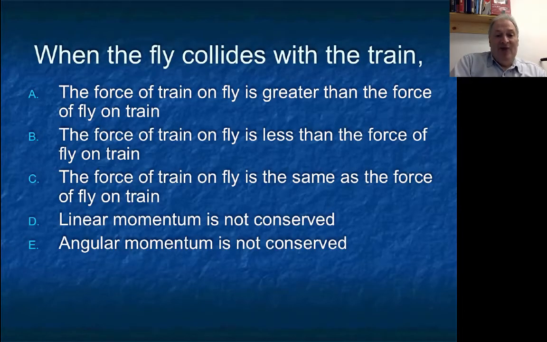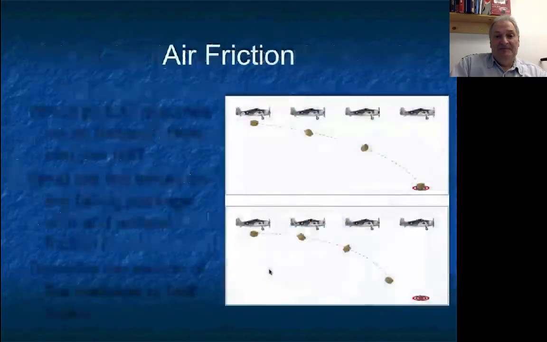B, likewise, is false. It says the force of train on fly is less than the force of fly on train. C says the force of train on fly is the same as the force of fly on train. And that is a true statement. That's obeying the third law. D says linear momentum is not conserved. Well, that's false. Linear momentum is conserved in collisions. E says angular momentum is not conserved. That's false, because angular momentum is also always conserved. Next. C is the correct answer.